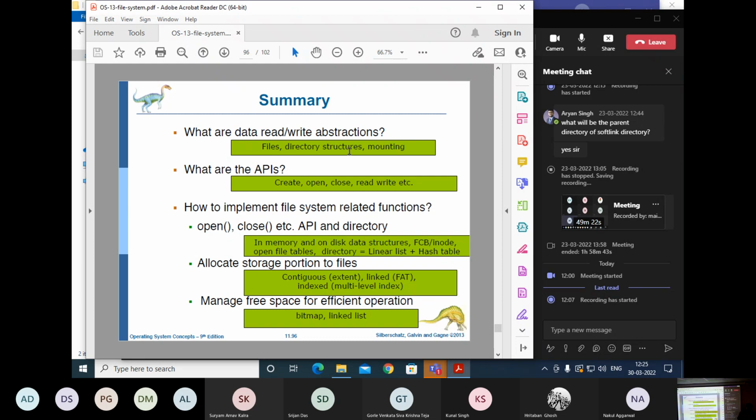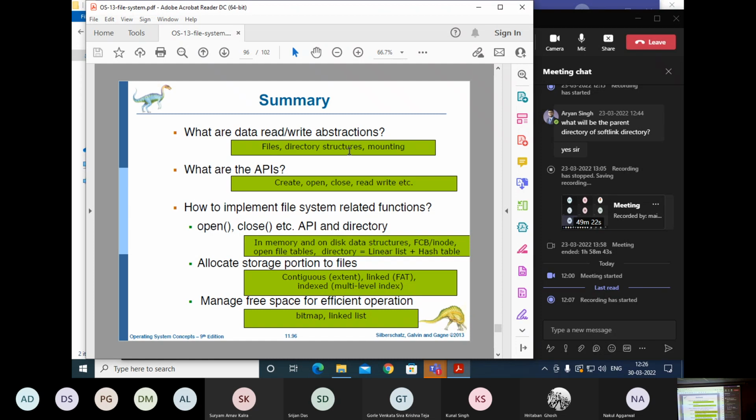Then you have the APIs to work on this read and write abstraction. We talked about create, open, close, read, write, etc. These system calls and what they do. And then we moved into implementation. We talked about how these system calls are implemented. We looked into, again, data structures. What data structure? File control block or inode, one of the most important ones. You have a process-wise open files table and a system-wide open file table.